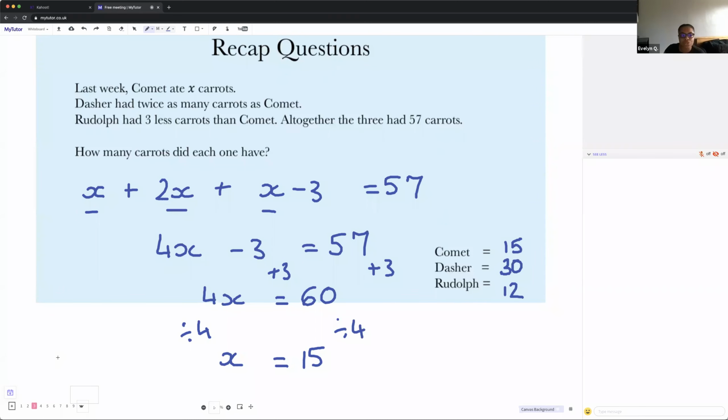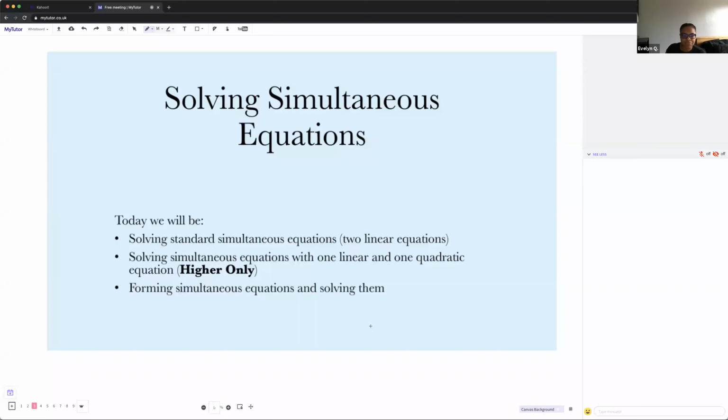Let's move on to what we're doing today. So that was yesterday's recap, but today we are going to have a look at solving simultaneous equations. Now it links in a lot with solving linear equations. So the different things that we'll be doing today is solving the standard simultaneous equations that usually come up in your maths exam. So that's with 2 linear equations.